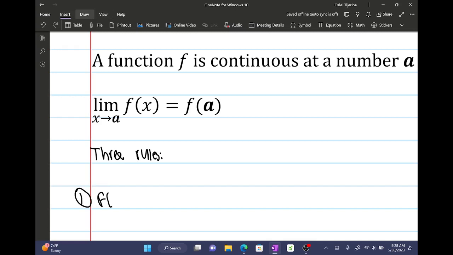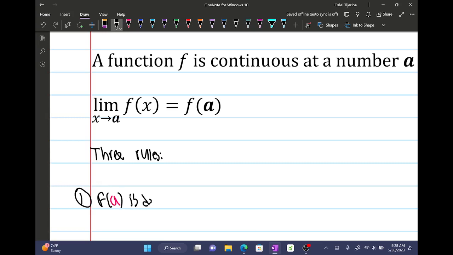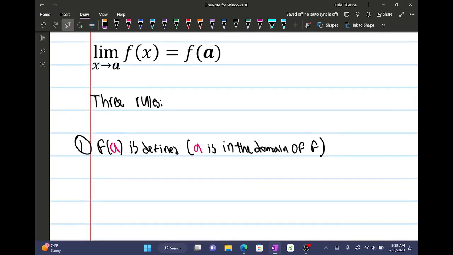F of a is defined, and this just means that a is in the domain of f. This is just the algebra definition of that. So that first rule is pretty easy to understand. Basically, we need f of a to be defined.